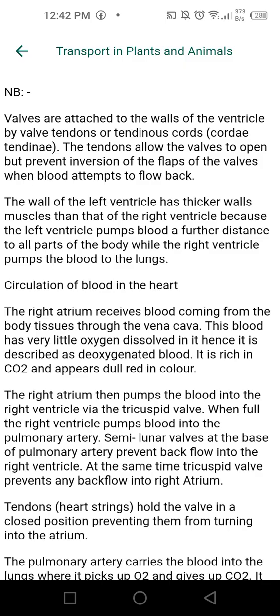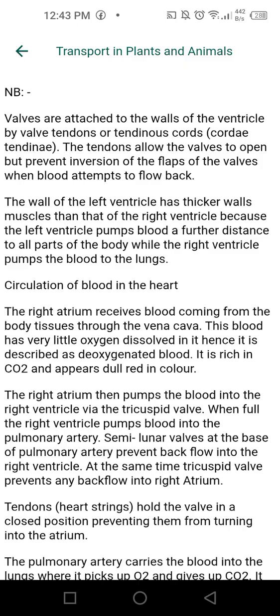The wall of the left ventricle has thicker muscles than that of the right ventricle because the left ventricle pumps blood a further distance to all parts of the body, while the right ventricle pumps the blood to the lungs. Circulation of blood in the heart.